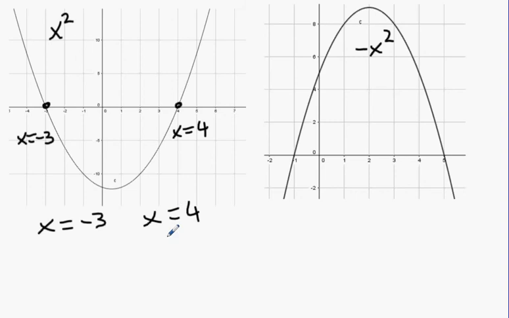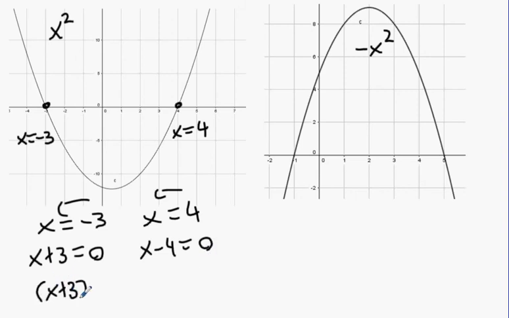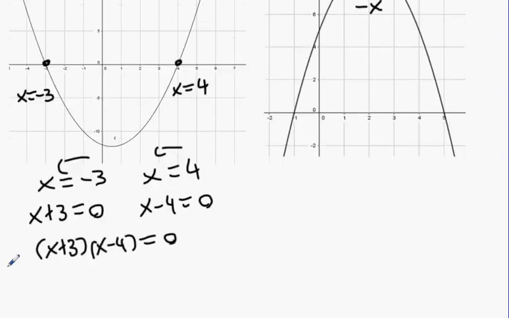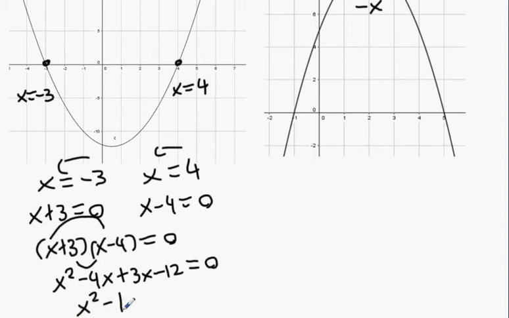Do you remember the way you usually solve a quadratic equation? You actually go backwards, okay? So I bring the 3 over to the other side, I have x plus 3 equals 0. I also get x minus 4 equals 0. Then I multiply these two brackets by each other, like so. And then I remake the original equation which is going to be x squared minus 4x plus 3x minus 12 equals 0. I get x squared minus 1x minus 12 equals 0.